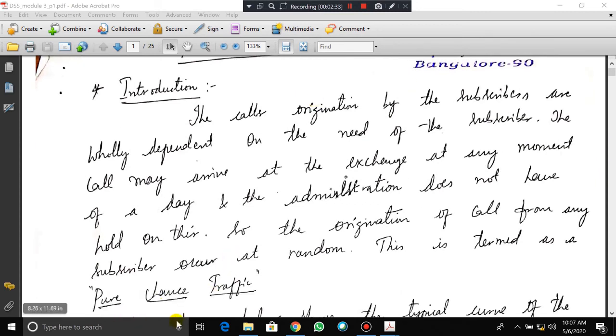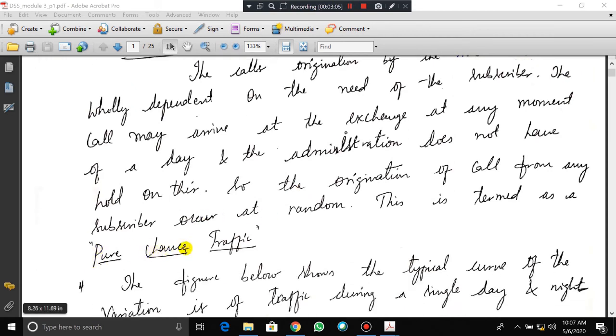Then what is pure chance traffic? Pure chance traffic means that in any exchange or administration, we don't know when the call load is going to increase or decrease. It depends on the requirements of subscribers and on events. For example, during a festival season, the number of calls or messages will be more during New Year, Christmas time, or some festivals. That is nothing but pure chance traffic.